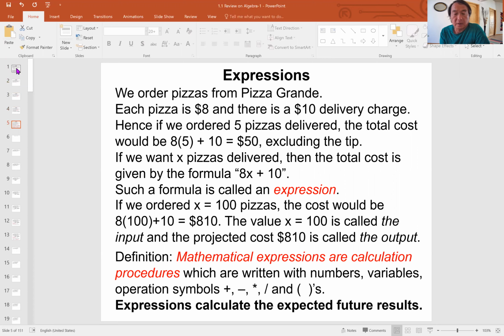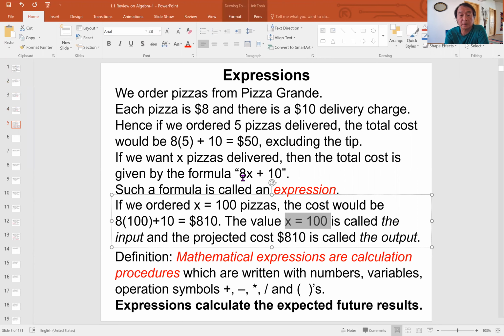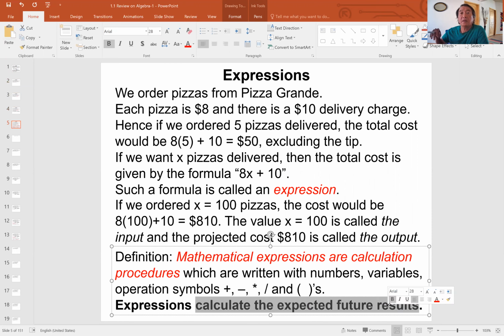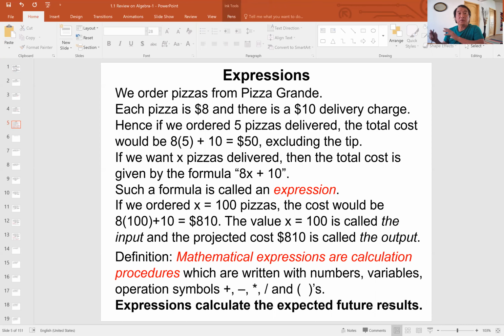Expressions. So here's an example of an expression, a formula calculating how much money we're going to pay to order 100 pizzas. In particular, this is the formula, and this we call expressions. What's important about expressions is that they are used basically to calculate output. What's going to come out if I put in an input, 100 in this case.